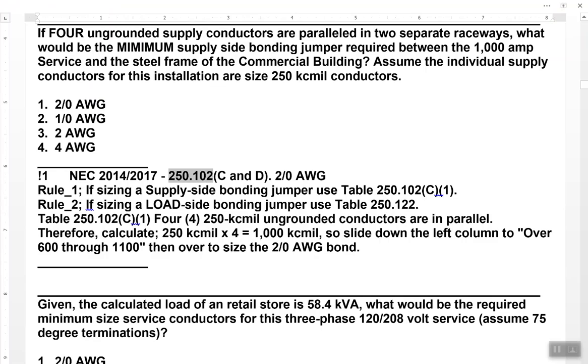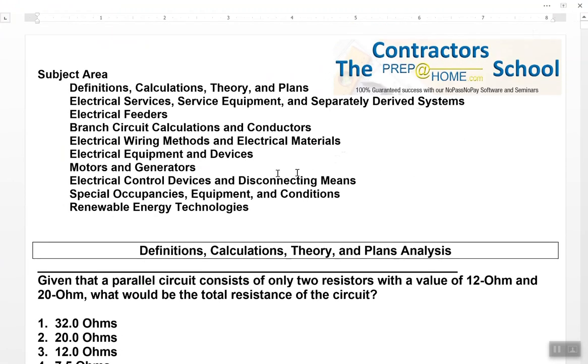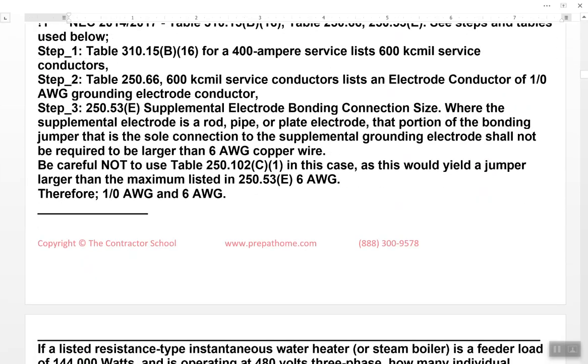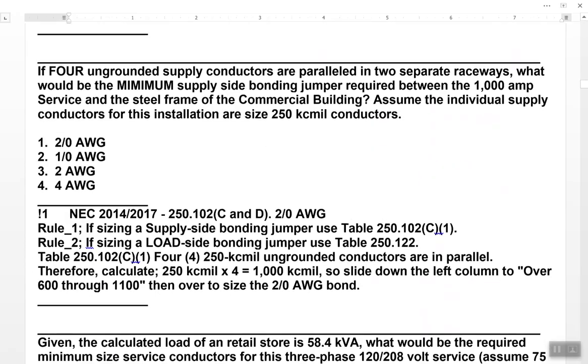We are in supply conductors. We've been going through this little format here. We're still in services, service equipment, separately derived systems. We already talked about Ohm's law. We'll be getting into feeders and branch circuits shortly, but we do want to get onto these questions regarding services. So this is one of them.